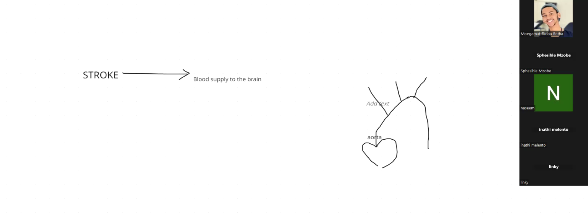And let's say the second branch is the left common carotid artery, so it's the left common carotid artery, smaller. And then the third branch over there is the left subclavian artery.